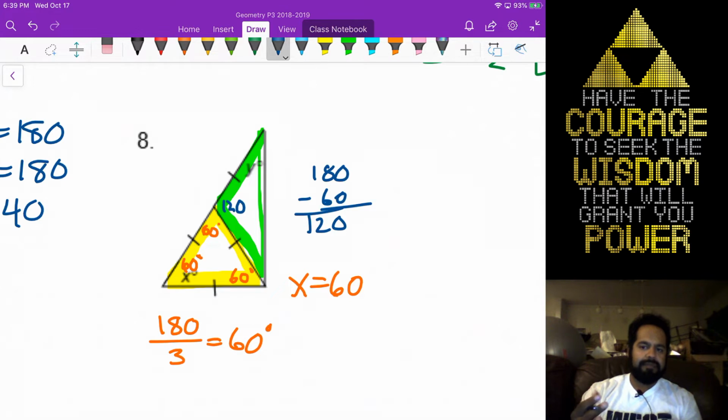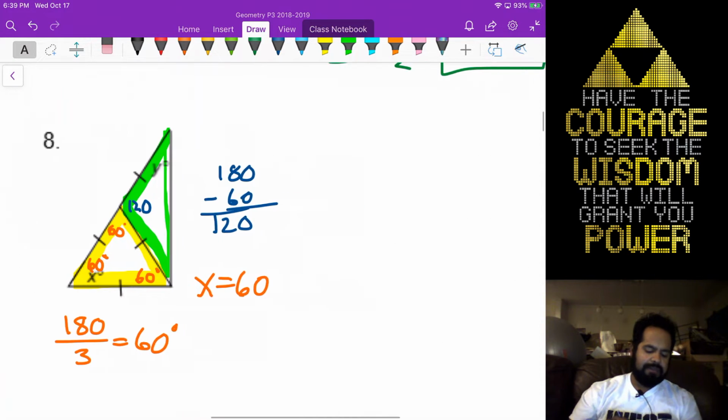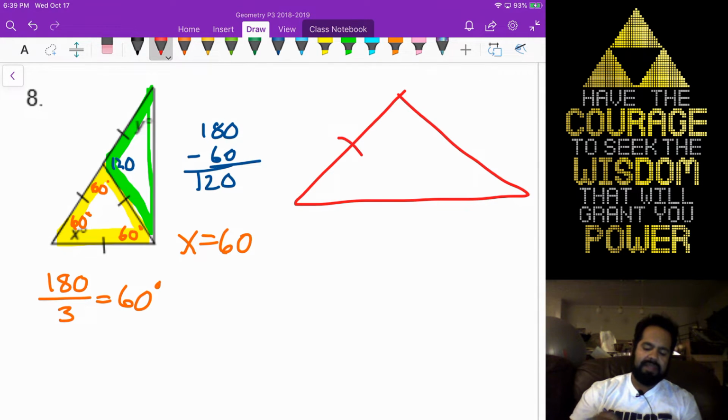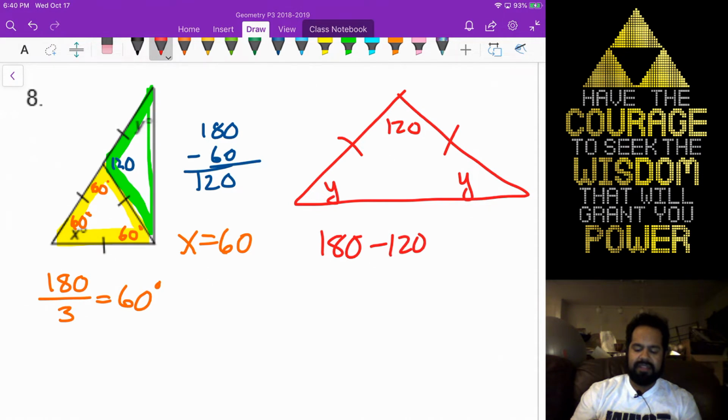I want to find y. If we take that picture of that green triangle and kind of turn it on its side, then that means we again have another isosceles triangle. So that angle is y. This angle is also y. So going back to this, we can say that 180 minus the 120, and then take the 2y and divide both sides by 2.